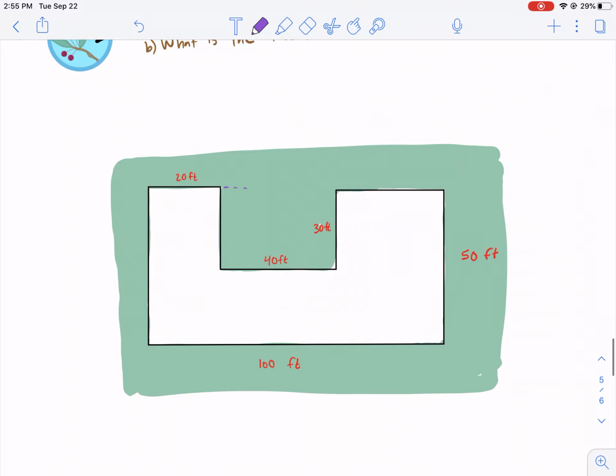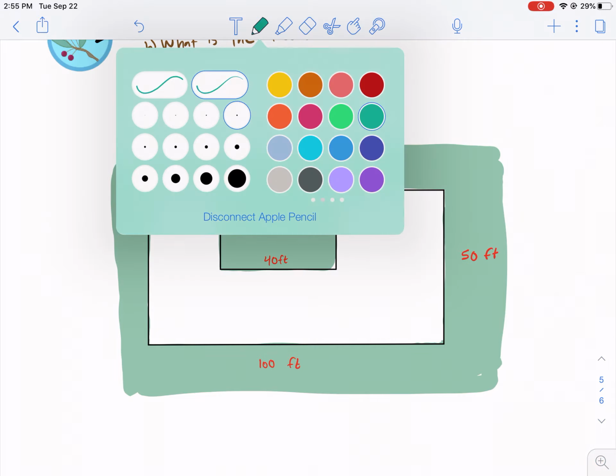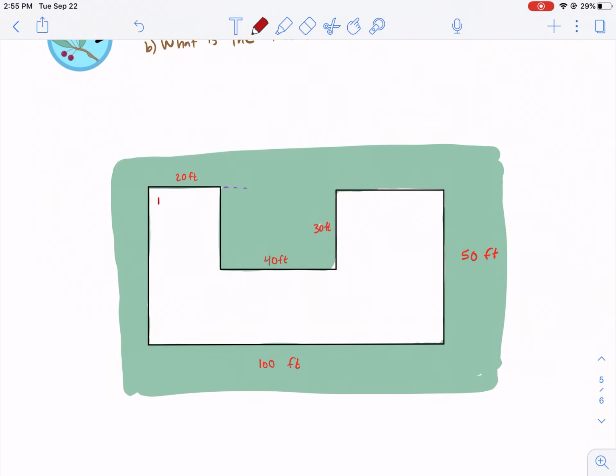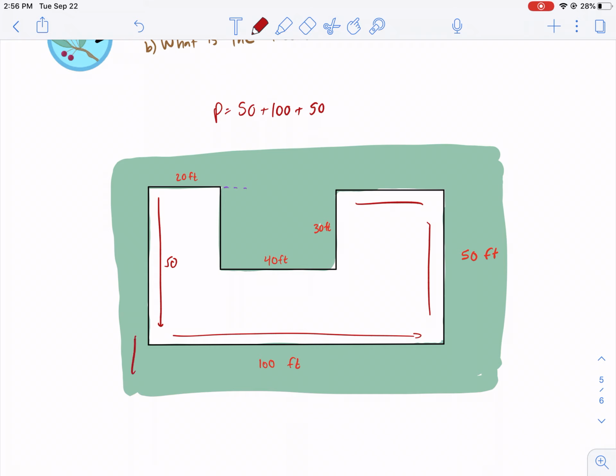Okay. Oh, I should probably do perimeter first. I'm sorry. I'm getting out of turn here. So we're going to find this. This distance here is 50. If we look across, it matches this side over here. So that's 50. This is 100. So perimeter equals 50 plus 100 plus another 50 plus, what's this distance? Well, if this whole distance right here is 100, and this is 20, and this is 40, that's 60. So what are we missing to get to 100?